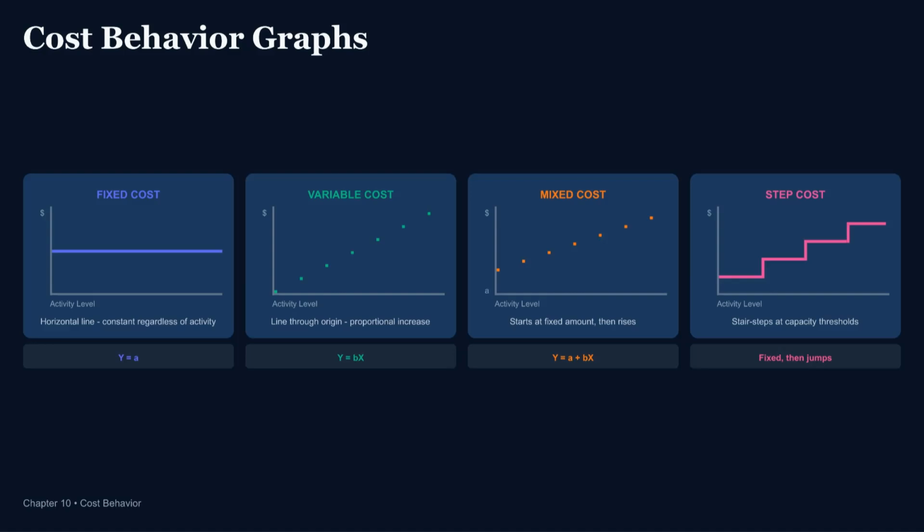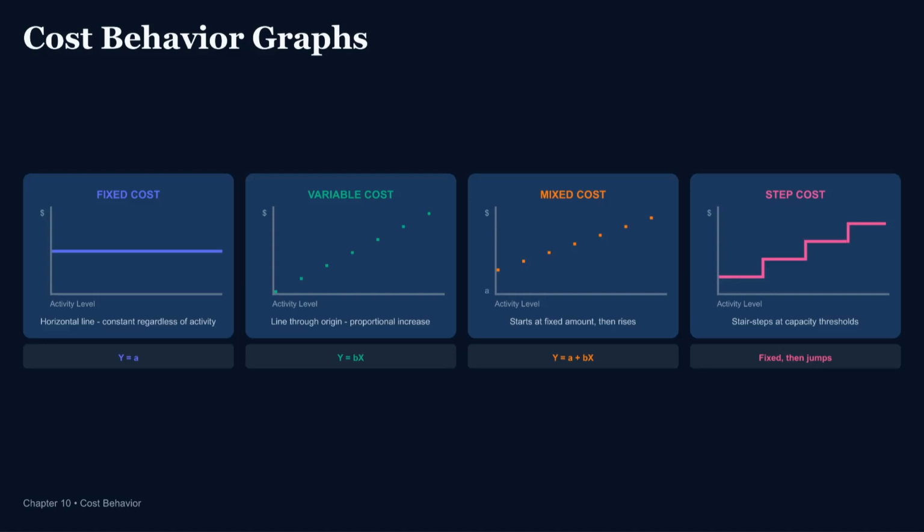Variable costs. These costs fluctuate in direct proportion to changes in activity levels. If production increases by 10%, total variable costs increase by 10%. Variable costs per unit remain constant. Examples include direct materials, direct labor, and sales commissions.